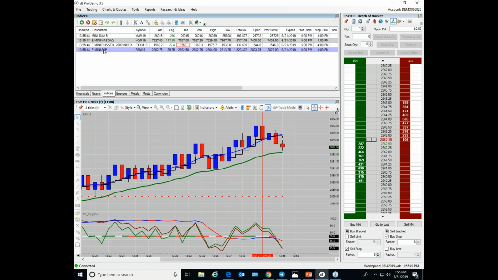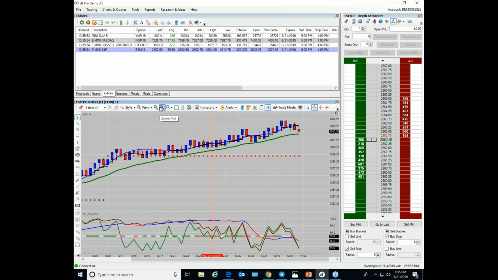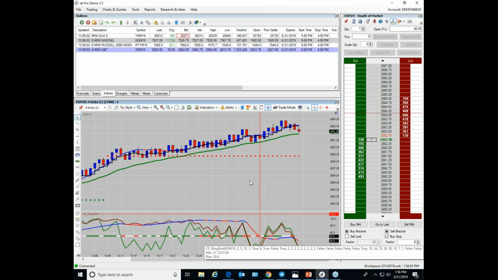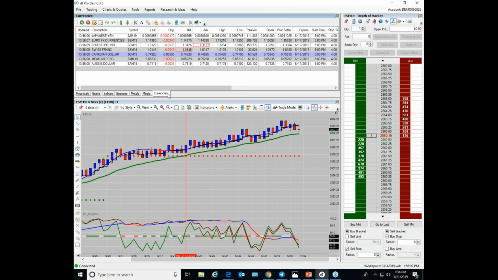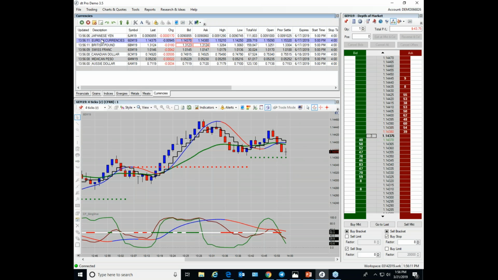Okay, let's go to the S&P. Notice how that's not good. This is what we were talking about before. Now it's becoming a little bit more evident. Maybe we have finally run out of gas here. 6E, okay. No, the 6E is sideways here.